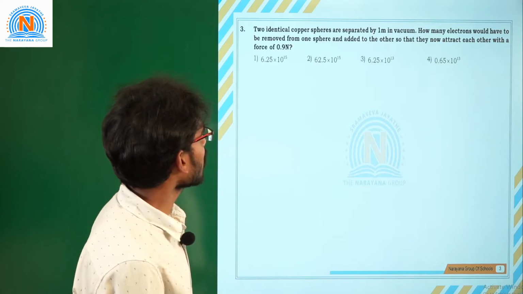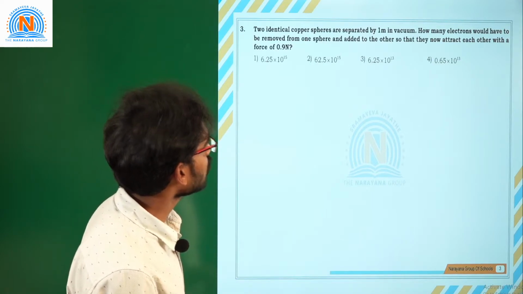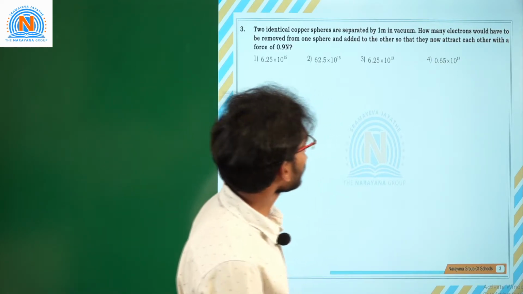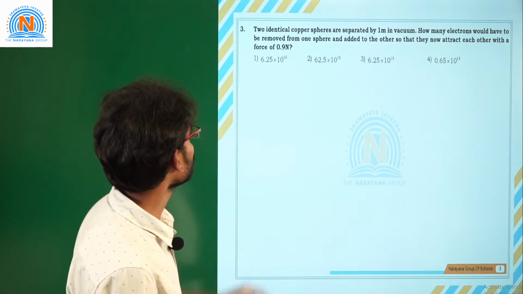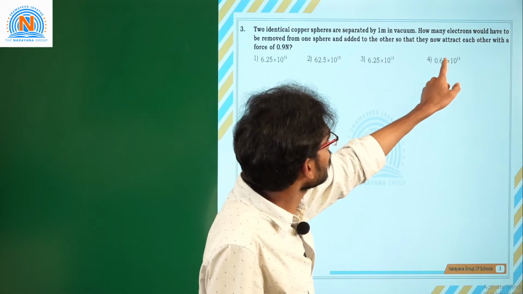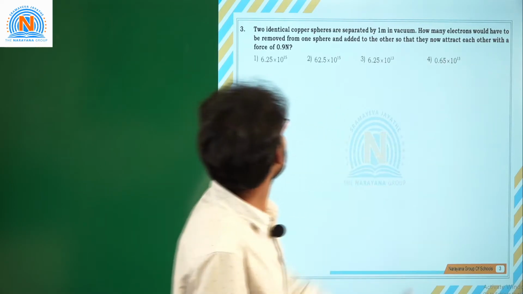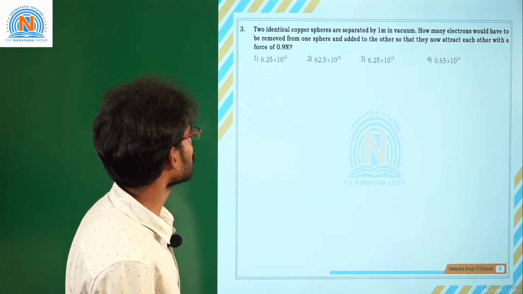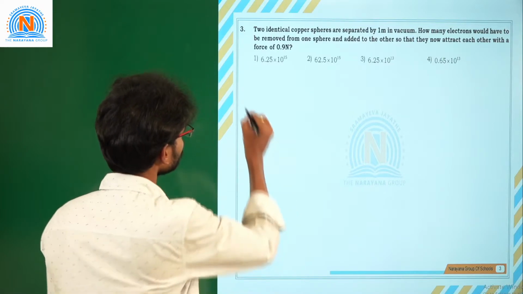Two identical copper spheres are separated by 1 meter in vacuum. How many electrons would you have to remove from one sphere and add to the other so that they now attract each other with a force of 0.9 newtons?